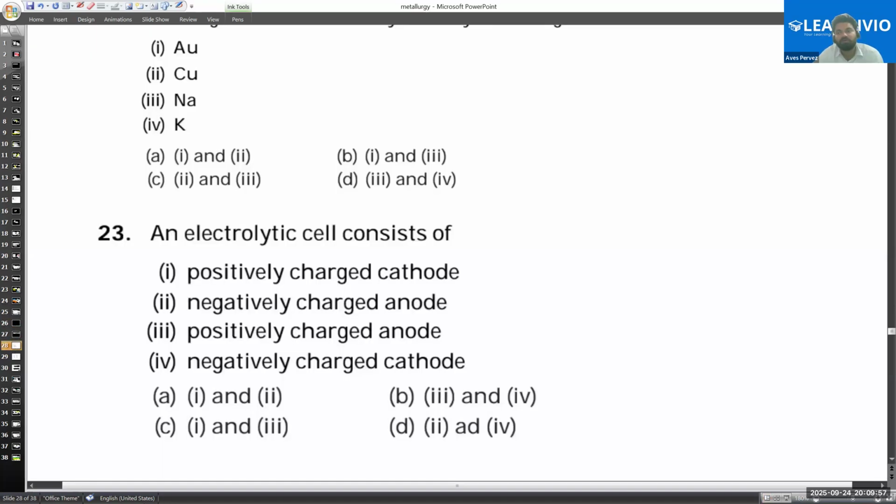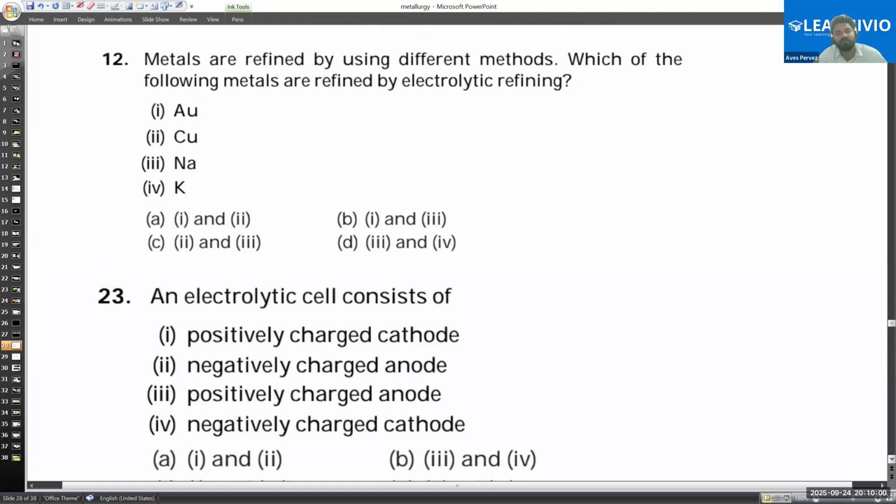So this is the question. What could we write as the answer? Metals are refined by different methods. Which of the following metals are refined by electrolytic refining? Question number 12 is on your screen. Option A, sir. The metals, yes, copper and gold.